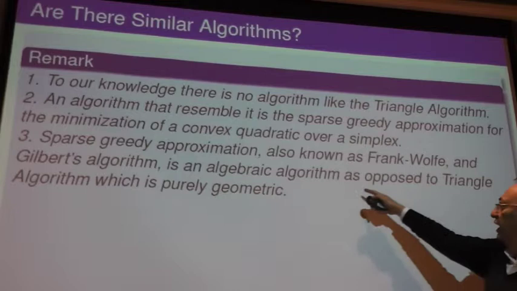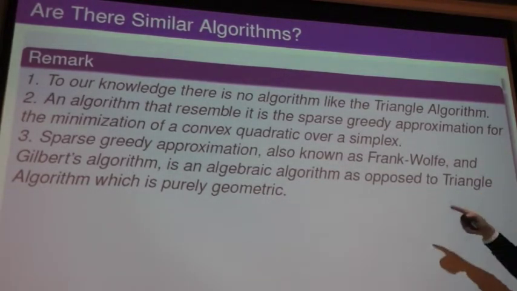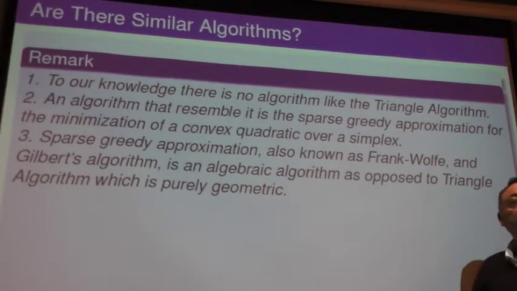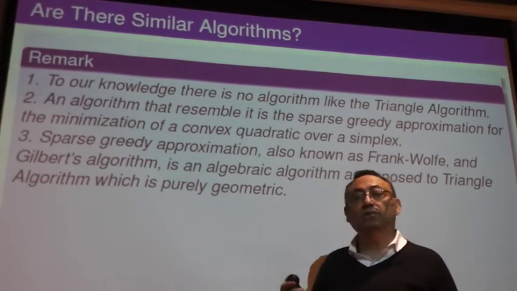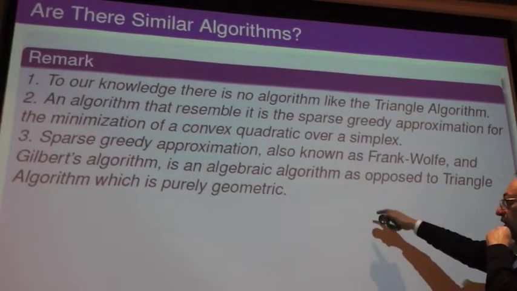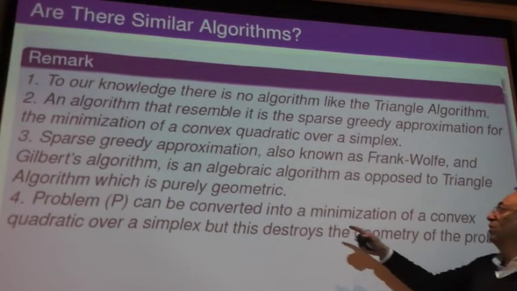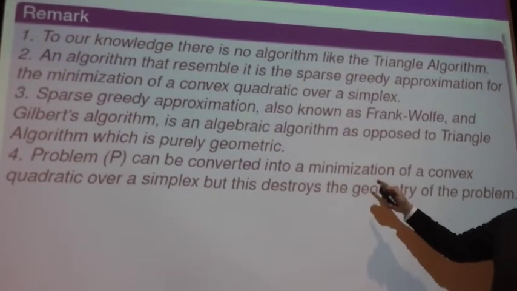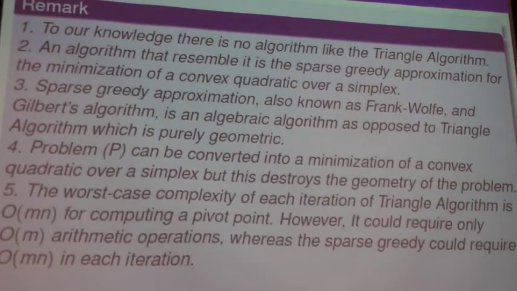But really, these are all what I call algebraic algorithms, as opposed to the triangle algorithm, which is purely a geometric algorithm. I mean, you could say that the simplex method is a geometric algorithm too, but not like this one. Because in the simplex method, you need to solve linear systems. And you can't say solving linear systems is a geometric problem. It's algebraic. You're doing these elementary operations. Anyway, maybe that's a philosophical point. But we can convert this convex hull problem into a minimization of a convex quadratic, but that would destroy the geometry and would probably make it run slower.